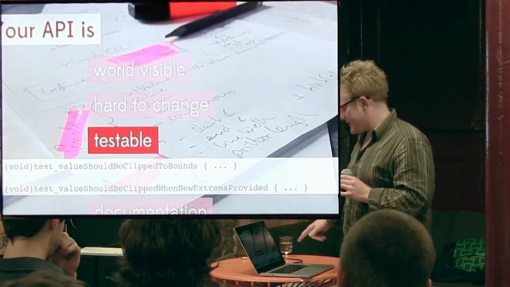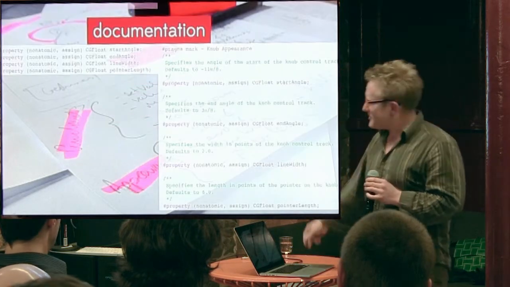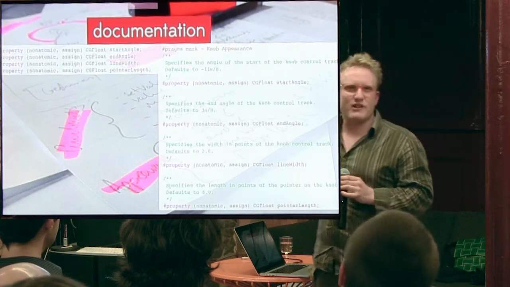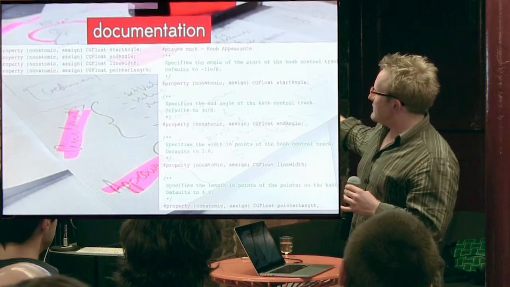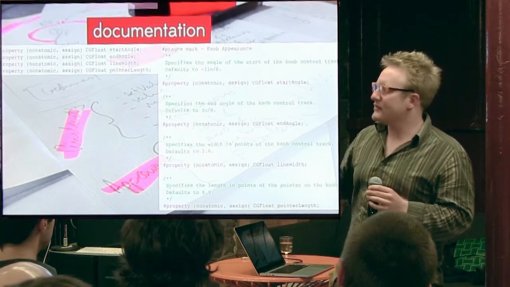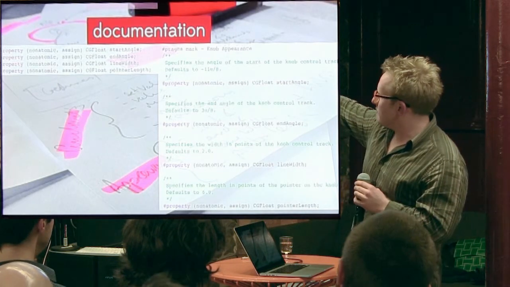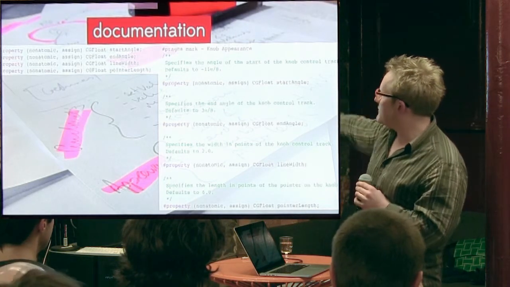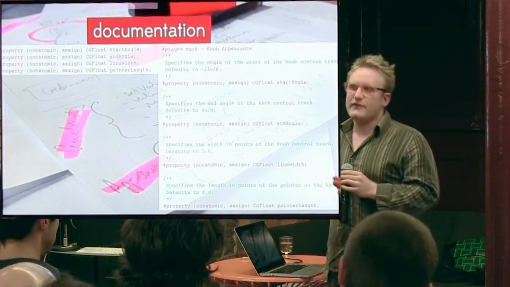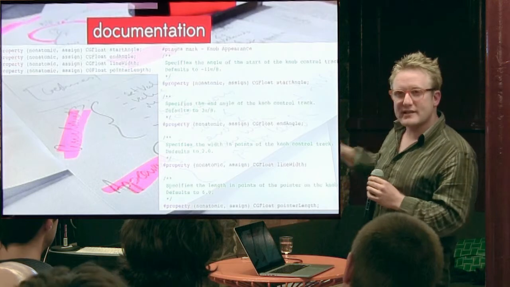So we can write these tests once we have an API. And finally, it's documentation. This goes back to the world visible thing, right? We've got this thing that people are going to be able to look at to be able to understand how to use our control. Well, let's give them a bit more help. Rather than just naming our properties, for example, we could put some detail in what's their default values, what do they do, what do they represent, that kind of thing. So that gives us a little bit more help.